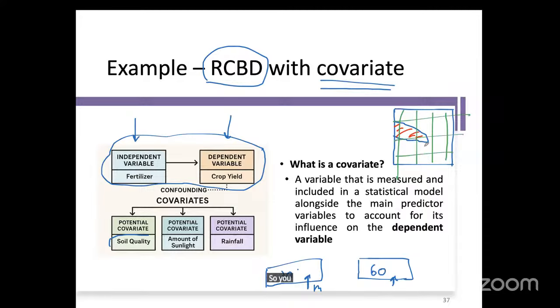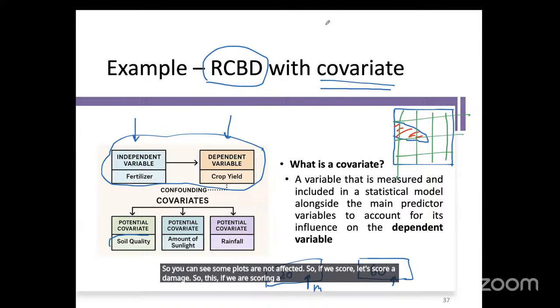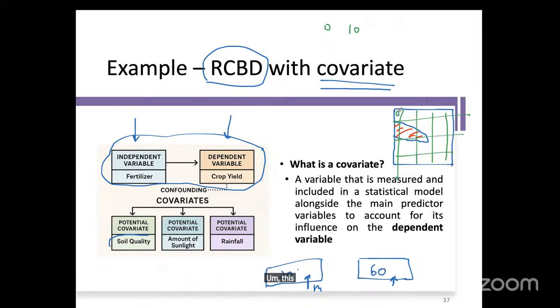So you can see some plots are not affected. So let's score damage. If we are scoring damage on a plot on a scale of 1 to 10, this plot has no damage, so it could have a score of 0. This one has no damage, a score of 0, a score of 0, a score of 0.